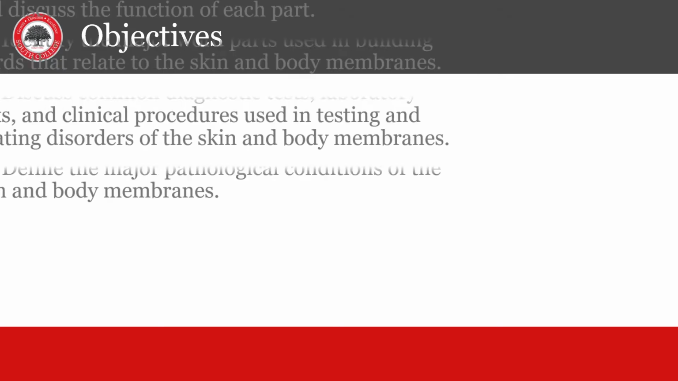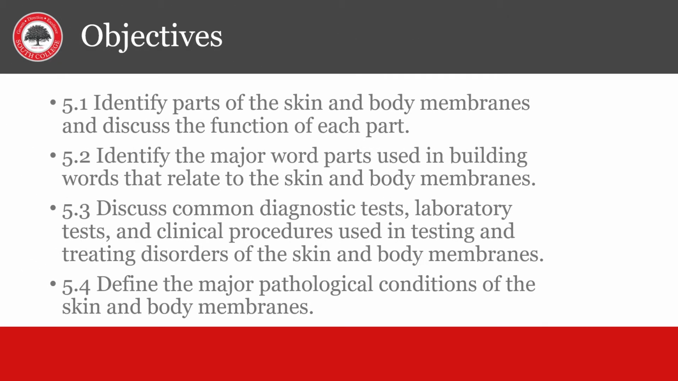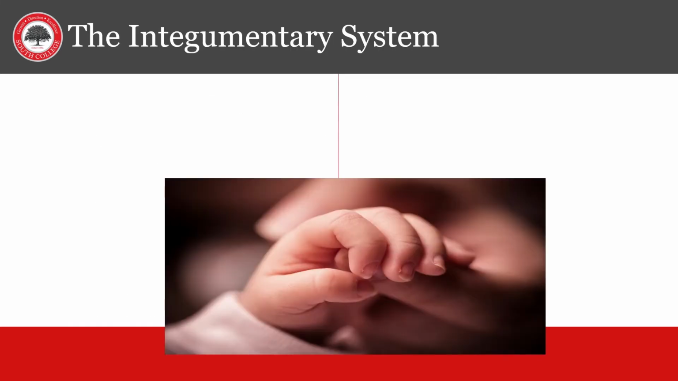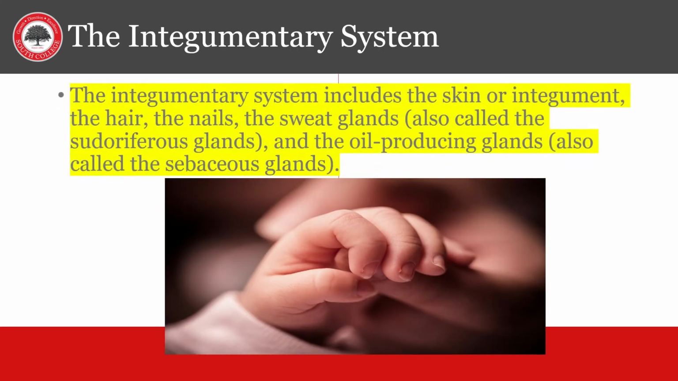Here are the objectives for this chapter. These are the same objectives you'll have in Connect. As I said, the integumentary system is more than just the skin. It includes hair follicles, exocrine glands, fat, blood vessels, nerves, hair shafts, and fingernails too.